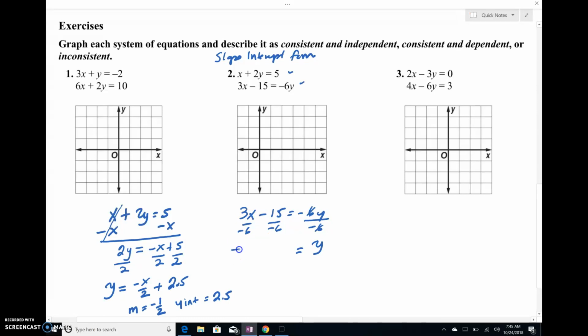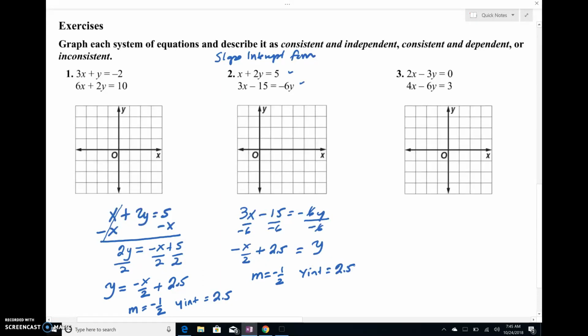You notice your equation is y equals negative x over 2, and here, positive 15 divided by 6 will be 2.5. So the slope is negative 1 over 2, and the y-intercept is equal to 2.5.